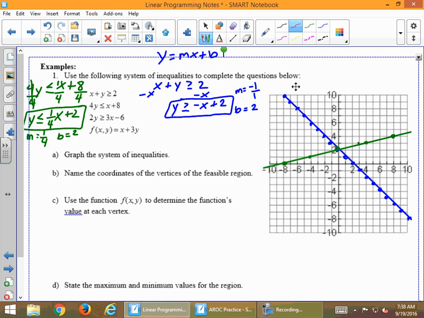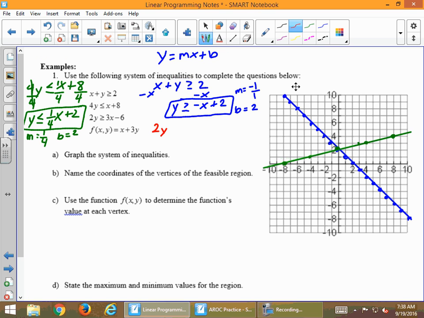And then we have this third line. What do we have to do with the 2 to get y by itself? Fine. Cancels, we get y is greater than or equal to 3/2, can't simplify, minus 3. There is our third line.